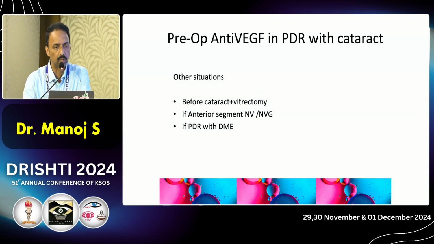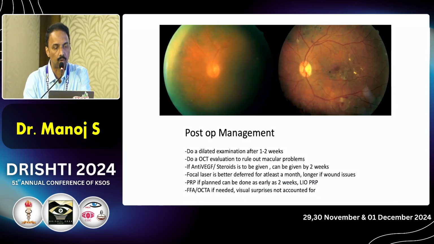There may also be other situations where anti-VEGF should be given in PDR eyes with cataract. This is especially before cataract and vitrectomy procedures, because it prevents intraoperative and postoperative bleeding. When you have anterior segment new vessels or neovascular glaucoma associated, or even a past history of treated new vessels or neovascular glaucoma, it's better to give anti-VEGF. And also if there is PDR associated with diabetic macular edema.